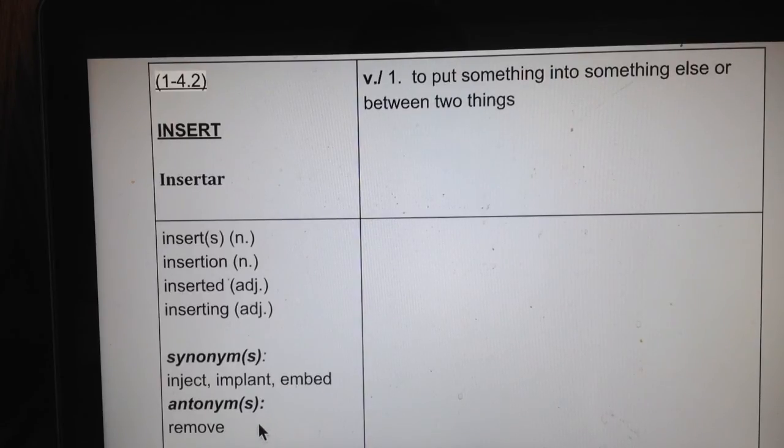So that is your academic word of the day. Be sure to write an original sentence using insert as a verb, about yourself, and include an illustration. Happy studying.